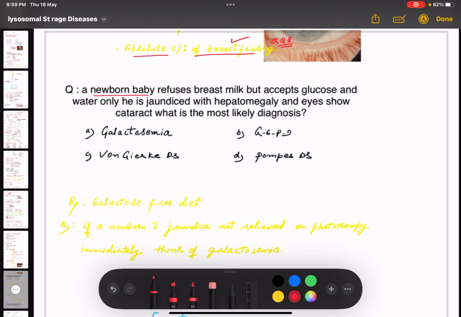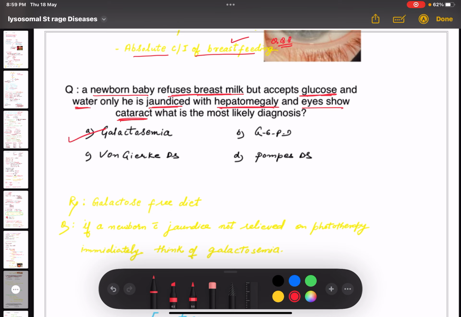A newborn baby refuses breast milk, but only accepts glucose and water. And he is jaundiced. Patient is having hepatomegaly, and eyes show cataract. Every point is giving you the diagnosis of galactosemia.